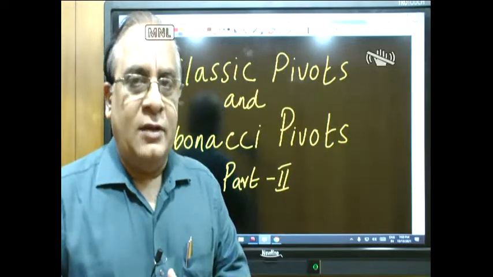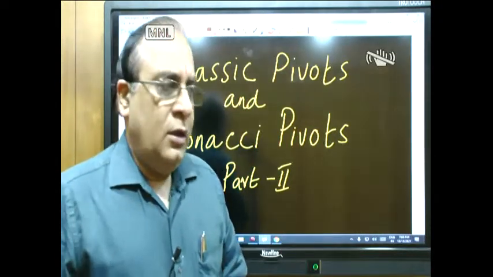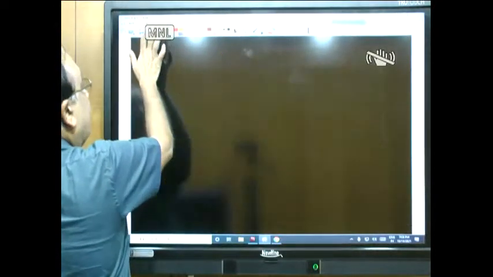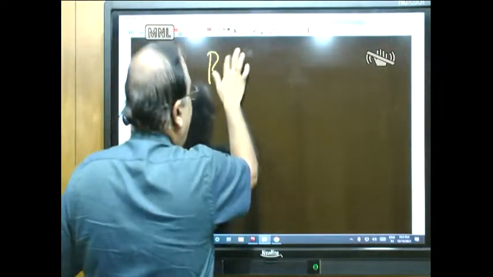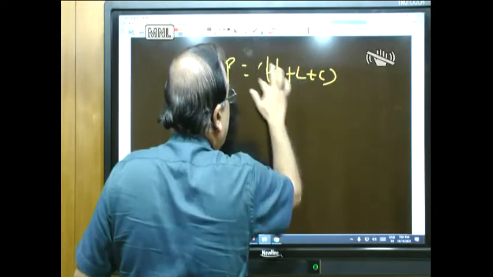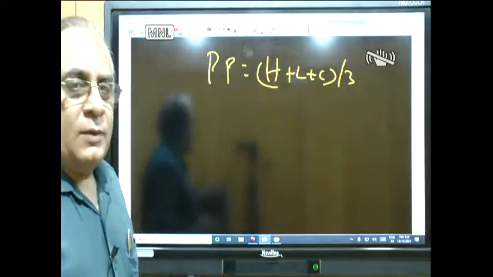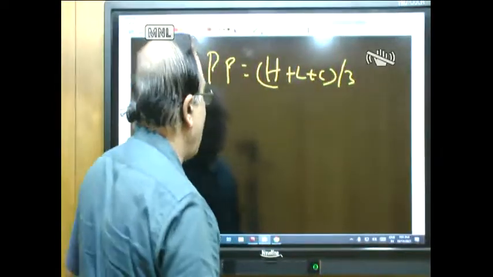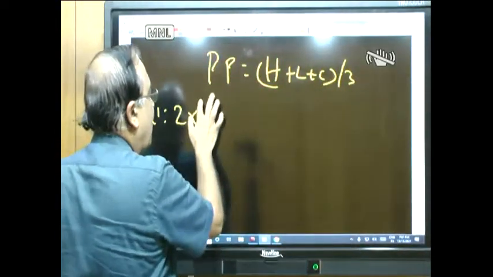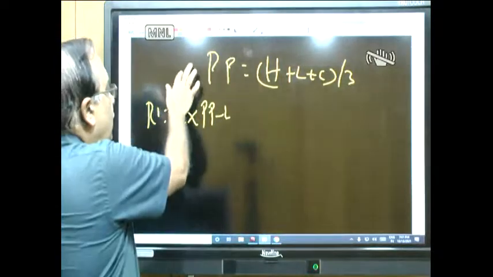I will recap that again for you, and we have had some webinars before on this. Now you know about the classic pivots. It's nothing but first the averages. They take high plus low plus close divided by 3. This is the average, so this is common to both classic pivot and Fibonacci pivot. Now in the case of classic pivot, R1 is going to be 2 into this average minus the previous day low.